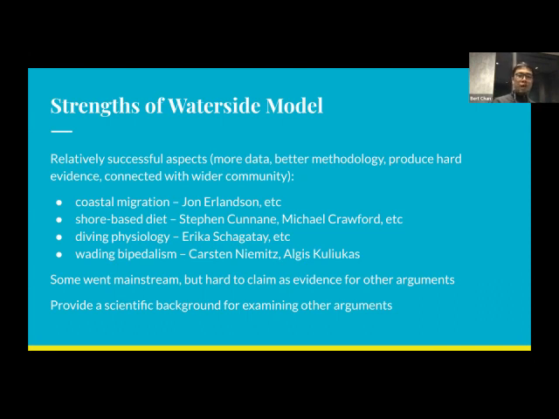Some of them are like coastal migration. That is actually the mainstream in archaeology. And I have seen some papers that argue that they have to produce evidence, or they have to argue against coastal migration, because it's already the mainstream. There's also a shore-based diet model. There is a lot of evidence I mentioned that shows that there was a freshwater and later coastal diet consumed by our ancestors.